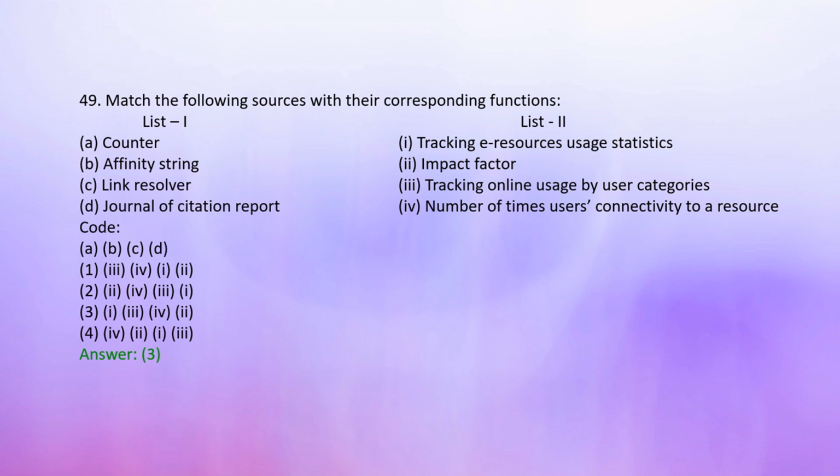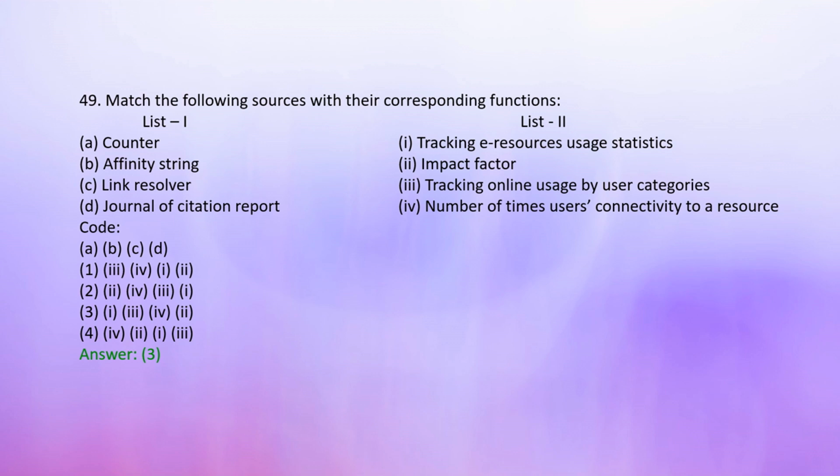Matching. Match the following sources with their corresponding functions. List 1. A. COUNTER, list 2. 1. Tracking e-resources usage statistics. B. Affinity string, and 2. Impact factor. C. Link resolver, and 3. Tracking online usage by user categories, and D. Journal of citation report, and 4. Number of times users connectivity to a resource.